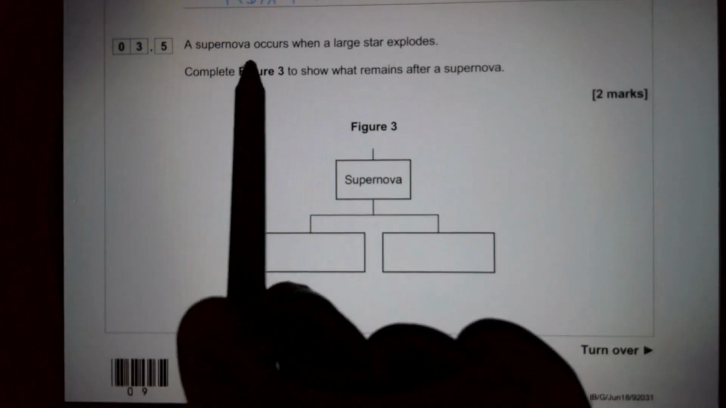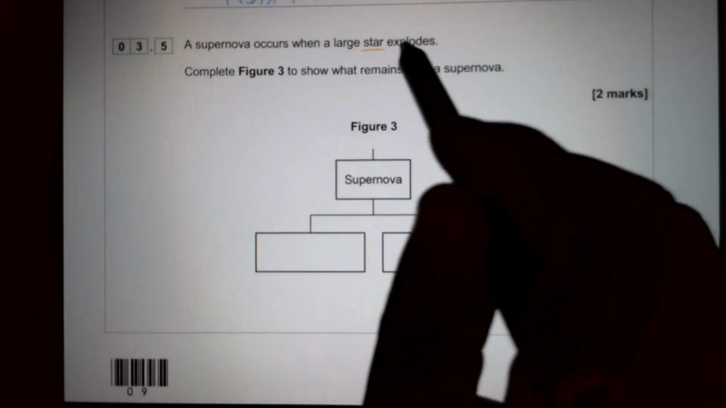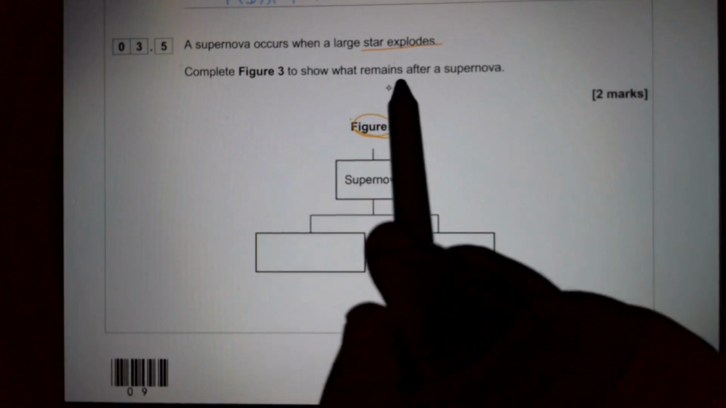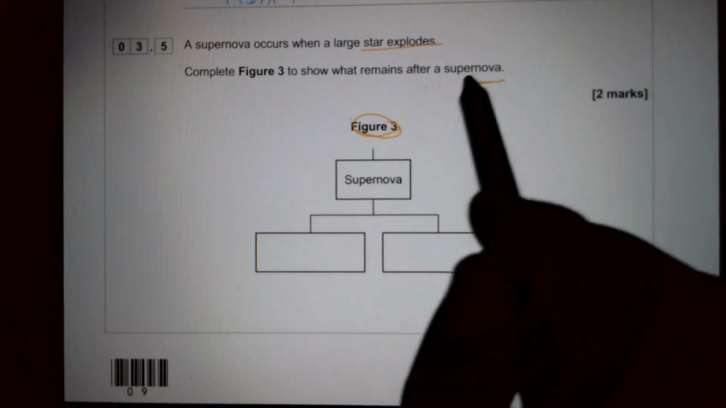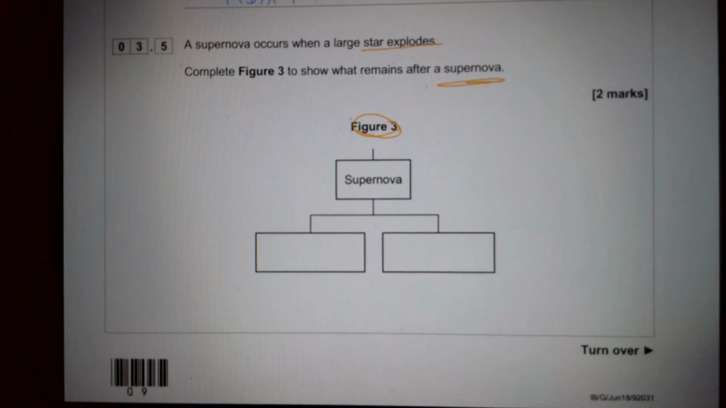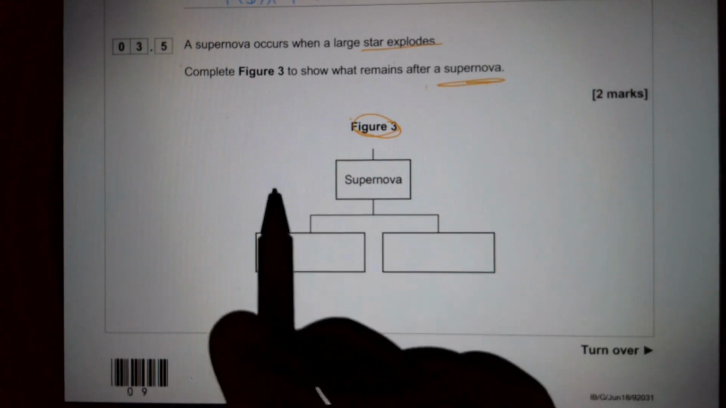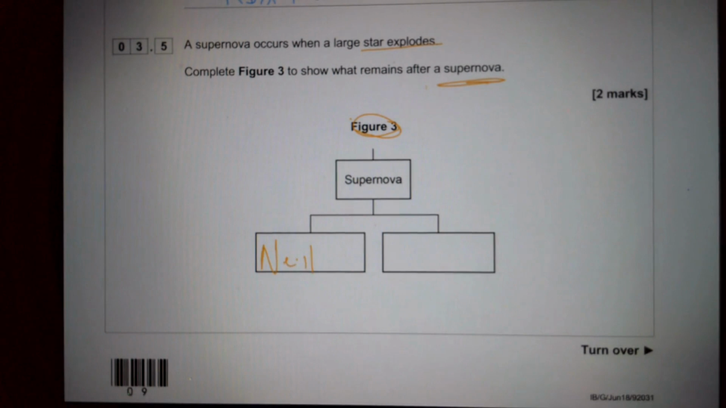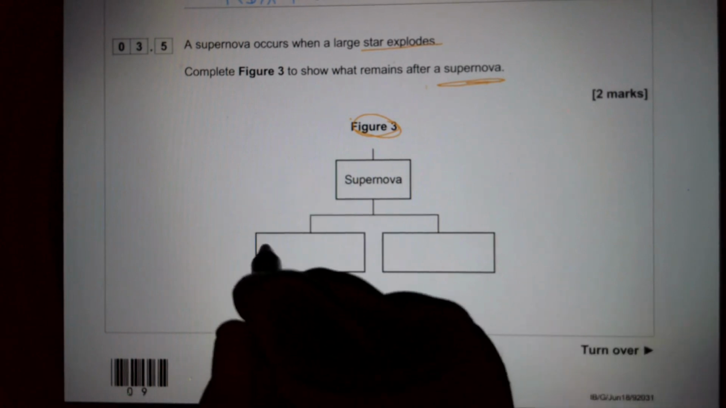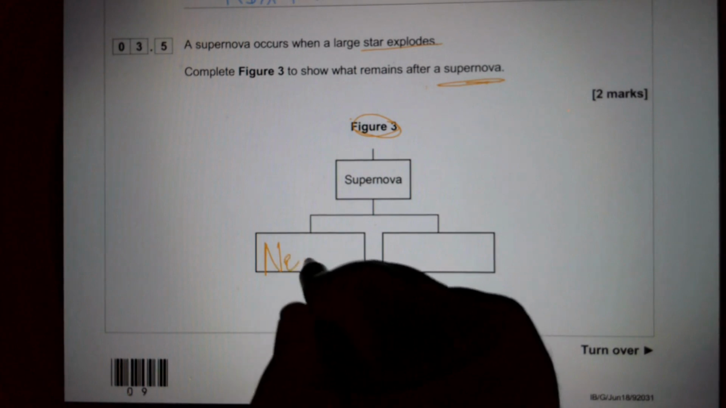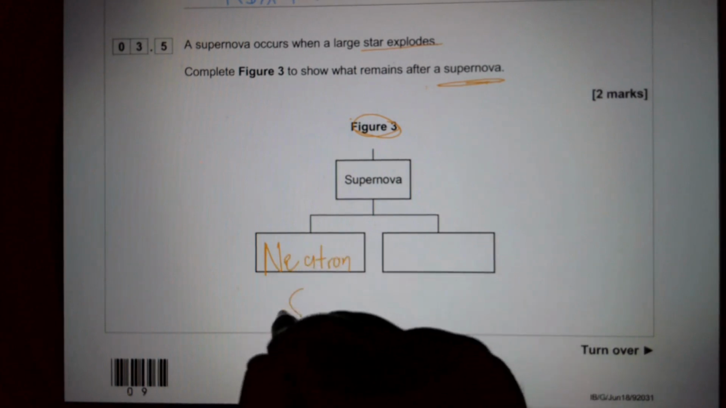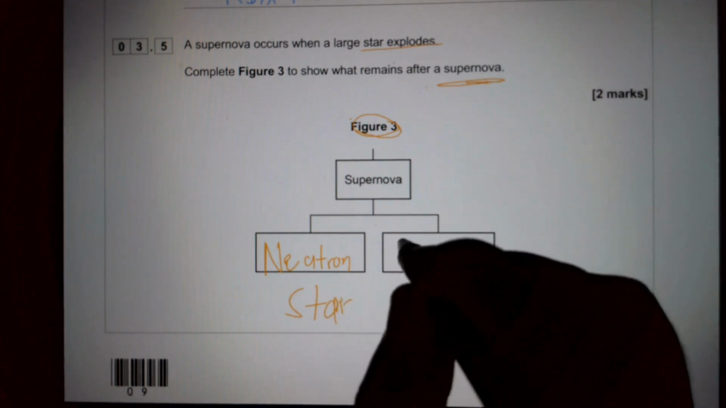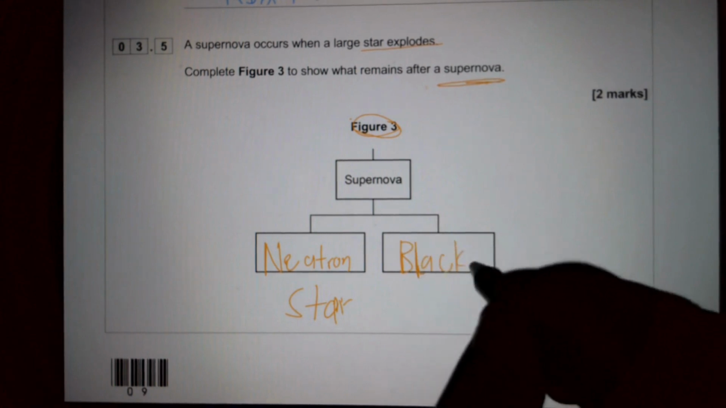3.5. A supernova occurs when a large star explodes. Complete figure 3, to show what remains after a supernova. Good. So basically, after a supernova we have what is called a neutron star, and a black hole.